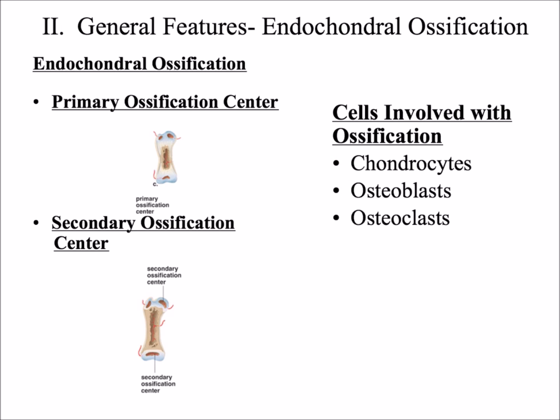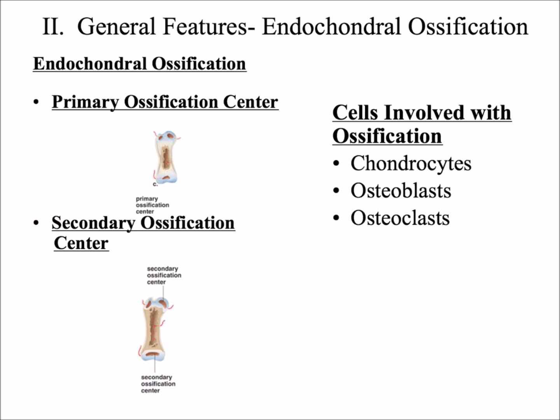So the second type of bone formation is called endochondral ossification. Before we talk about the process, let's talk about a couple of things that are involved. The first one is the primary ossification center. Primary means first. Ossification means the process of making bone. Center is just the location. So the primary ossification center is located in the diaphysis of a long bone. The secondary ossification center, or the second area where bone is formed, will be located in the epiphyses of long bones.